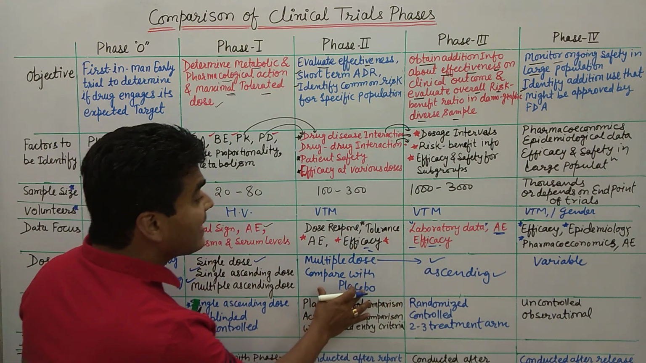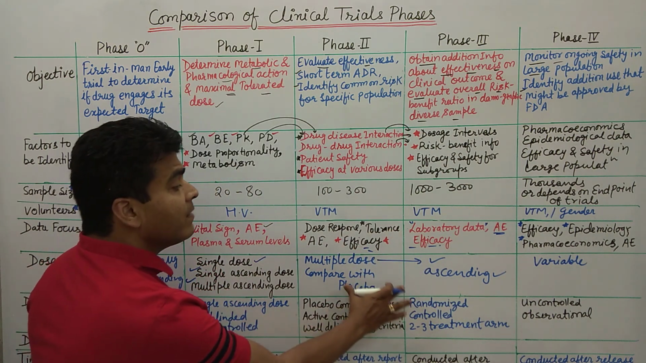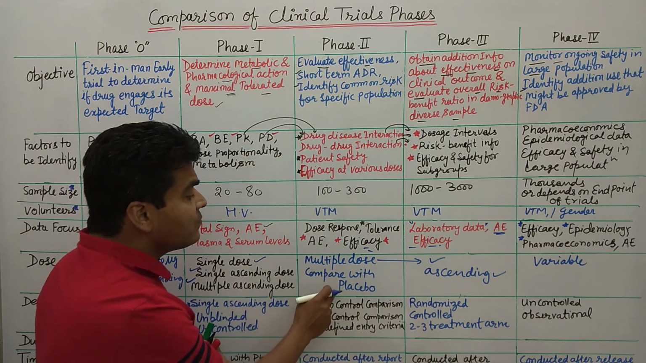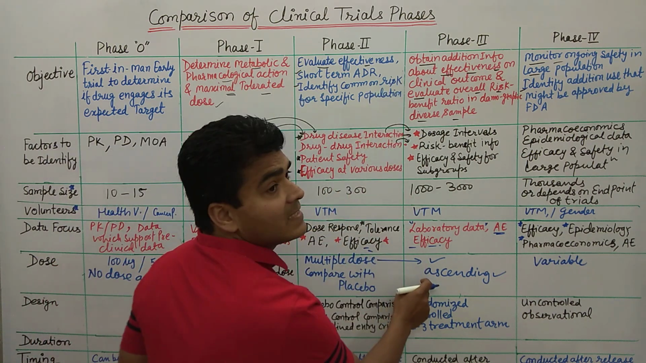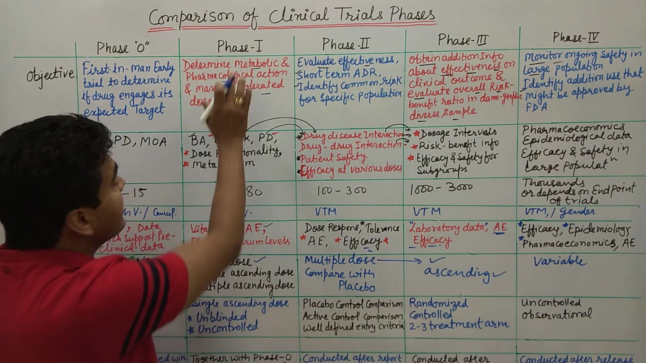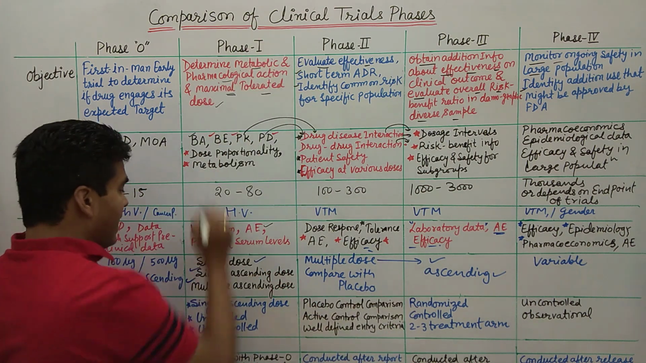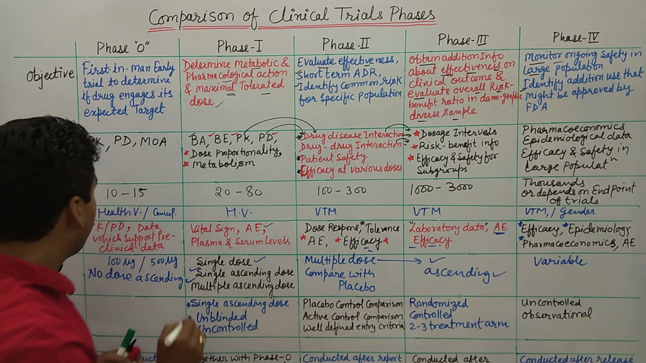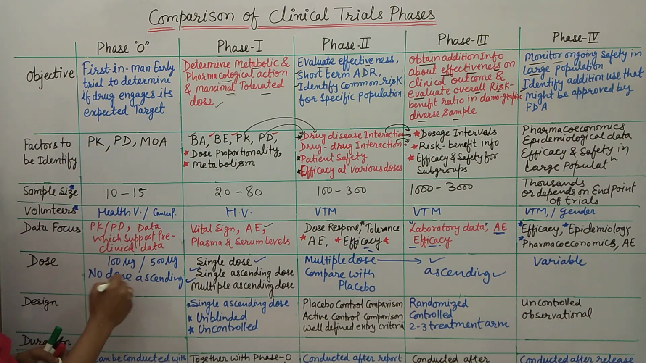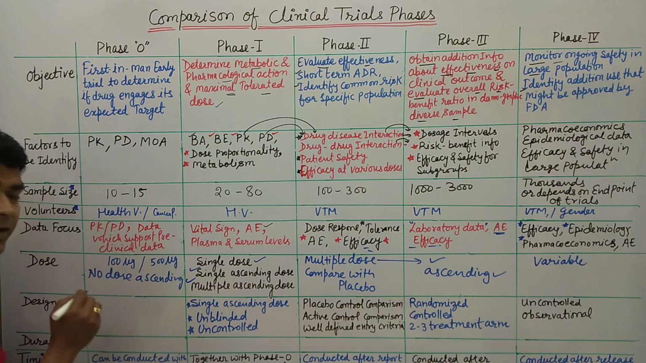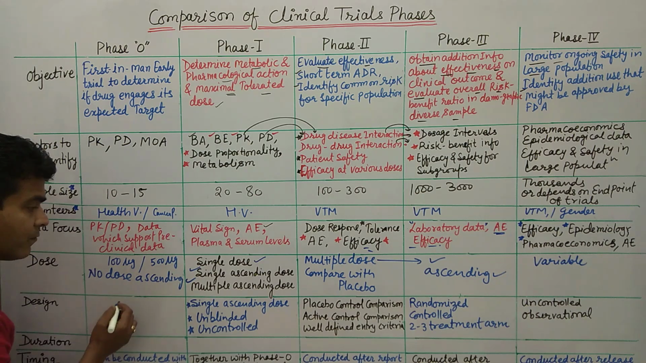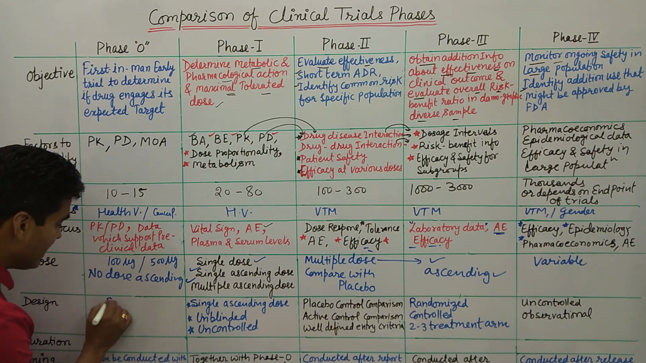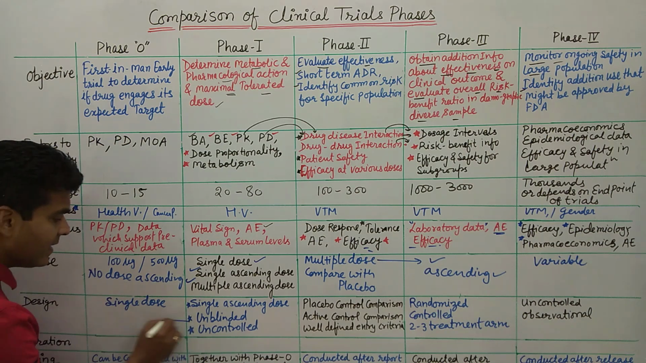So this is the difference. Remember, phase 2 and phase 3 both have multiple doses, but phase 2 is with the placebo and phase 3 with the ascending dose. That is the difference. And for phase 1, remember by a trick: here is a 1 and here is only a single. So single dose is the start, but it also has multiple. Clear? And in phase 0 we do not have any dose escalating. Then if you are talking about the design, design is what type of study we are performing. So we are performing a study on a single dose, and it is unblinded and uncontrolled, okay.